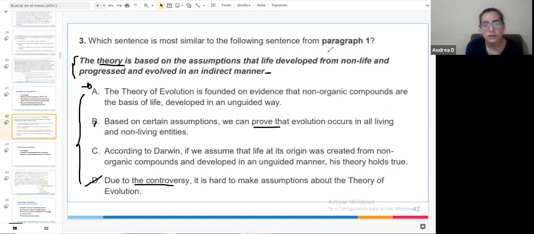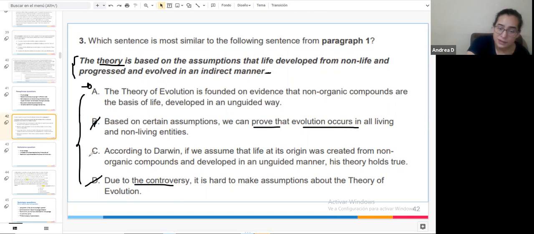It was based on the assumptions, blah, blah, blah. And this here is something different. It's something about where evolution occurs. So that's not what the sentence is about. It's not about where it occurs, but on what the theory is based. So it's not B again.